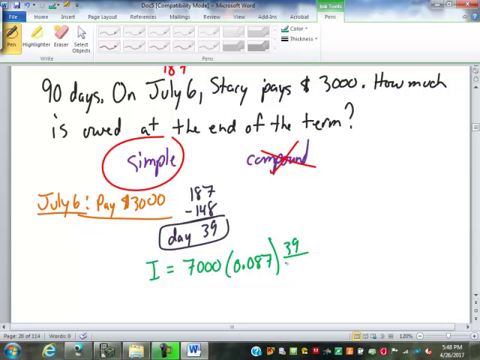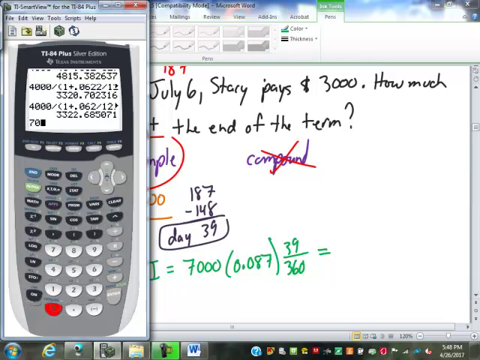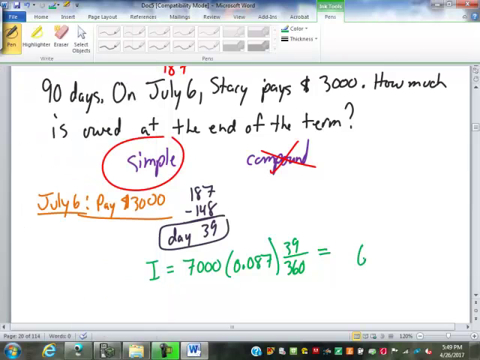It does not specify, so we use 360. It would have to say exact interest to use 365. So we get 7,000 times 0.087 times 39 divided by 360, giving us 65.98. That's the interest.